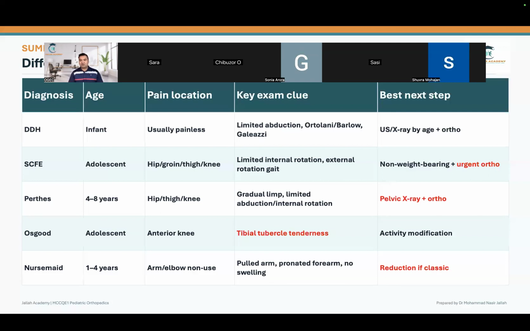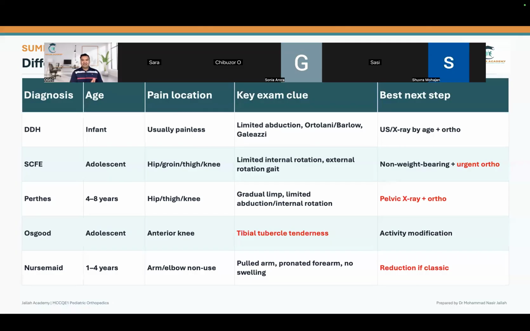Limited abduction, Ortolani and Barlow, and also the Galeazzi, which will be the late sign. Ultrasound if the age is less than 4 to 6 months, and X-ray if the age is more than 6 months, plus orthopedics. Slipped capital femoral epiphysis: adolescent, 13 years old, hip, groin, thigh, knee pain, limited internal rotation. The affected limb will be externally rotated, and the gait will be like that, and non-weight bearing, plus urgent ortho.